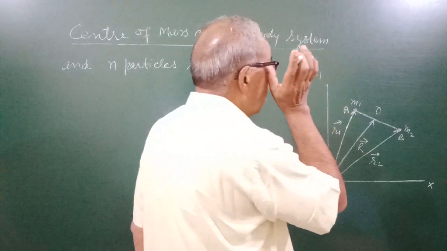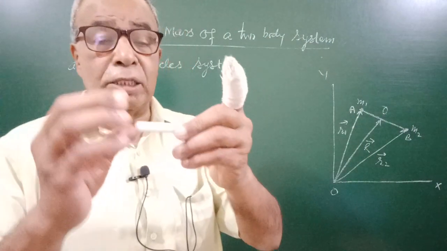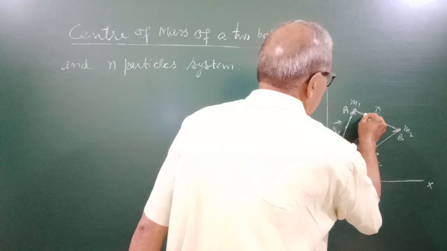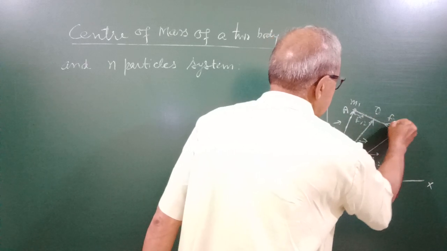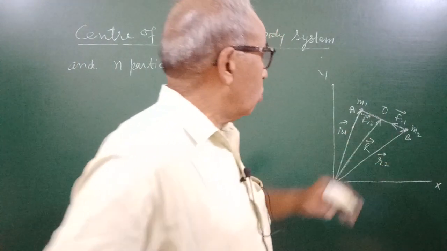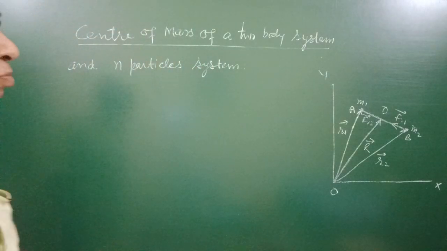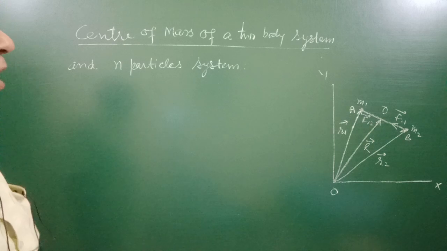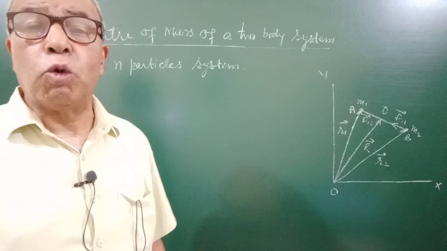Now, since the system of two bodies, as I told you with the piece of chalk, has internal forces, here internal forces F12 and F21 are there. F12 means the force applied by mass M2 on M1, and F21 is the force applied by mass M1 on M2. These are internal forces, and I told you they are equal and opposite, so their vector sum is zero.